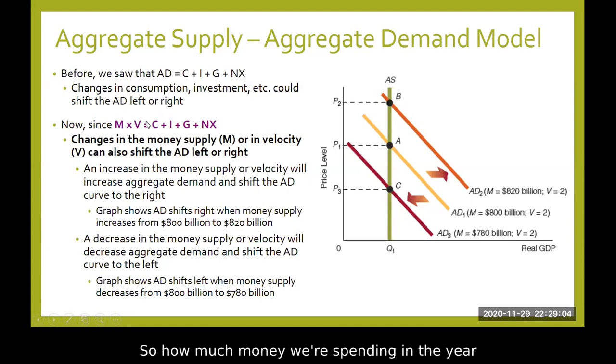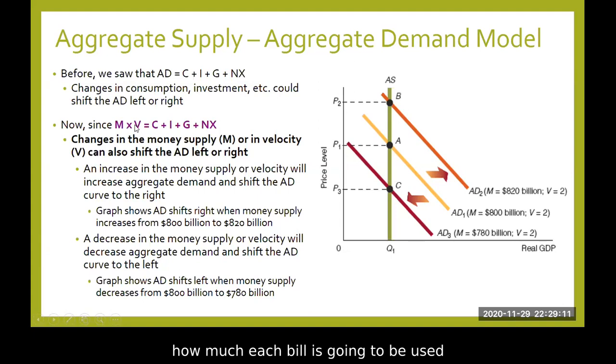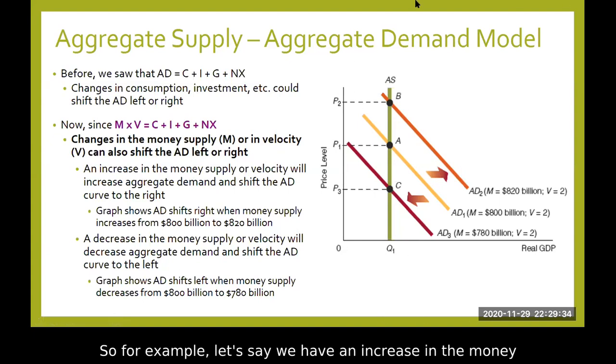So how much money we're spending in the year is given by how much money we have in circulation times how much each bill is going to be used, or the velocity of money. So what this implies is that changes in either M or V can also shift aggregate demand left or right. So if aggregate demand is given by M times V, changes in either of these variables can also shift aggregate demand left or right. So for example, let's say we have an increase in the money supply.